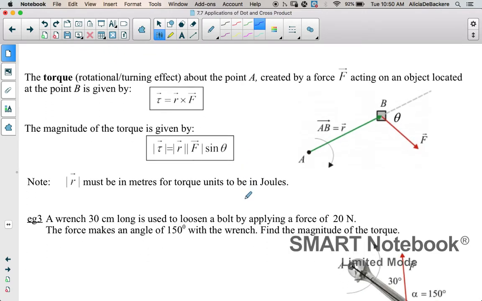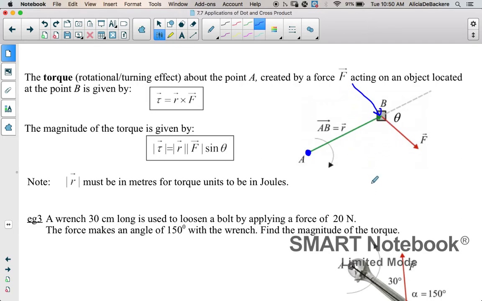All right, our last application that we're going to look at this year is torque. Torque is a rotational or turning effect about a point A created by a force F acting on an object located at point B. So it's a lot of terms and points. I've got my point A here, and what I'm going to do is apply a force. I always imagine the force coming in from this side, pushing on that point B, and it's going to turn about this point A, so it's going to rotate.